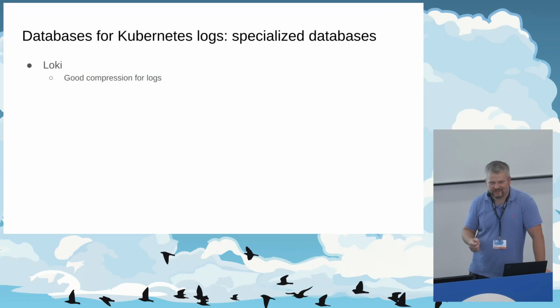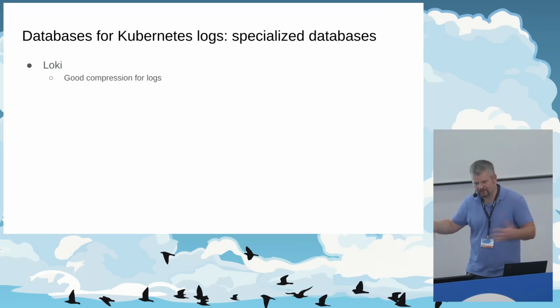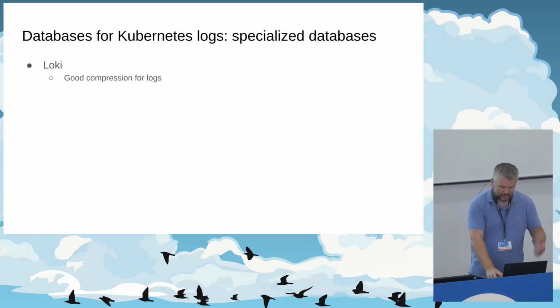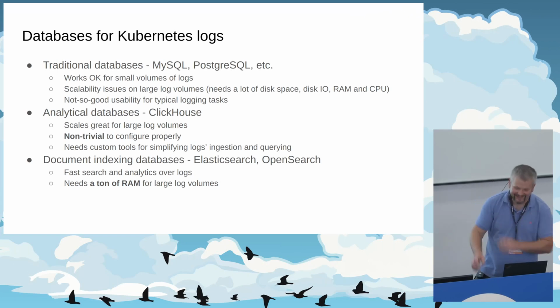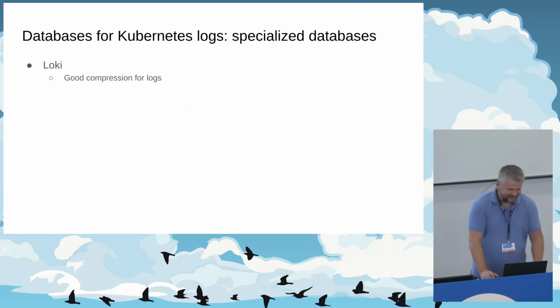There are specialized databases for logs. The first open source database, which you probably know, is Grafana Loki. It provides good compression for logs. It's optimized for storing logs, so it compresses logs much better than Elasticsearch, for instance, or traditional databases. Not talking about ClickHouse, because ClickHouse also compresses logs well.